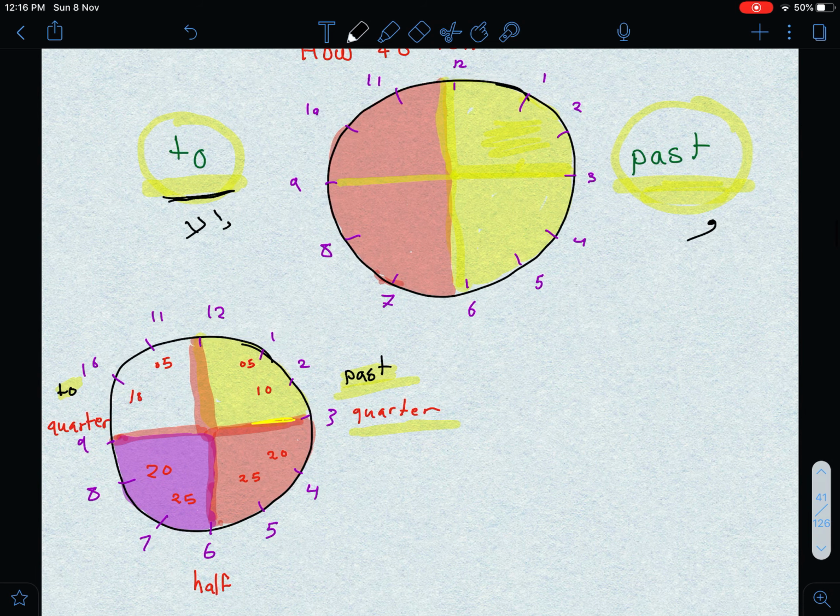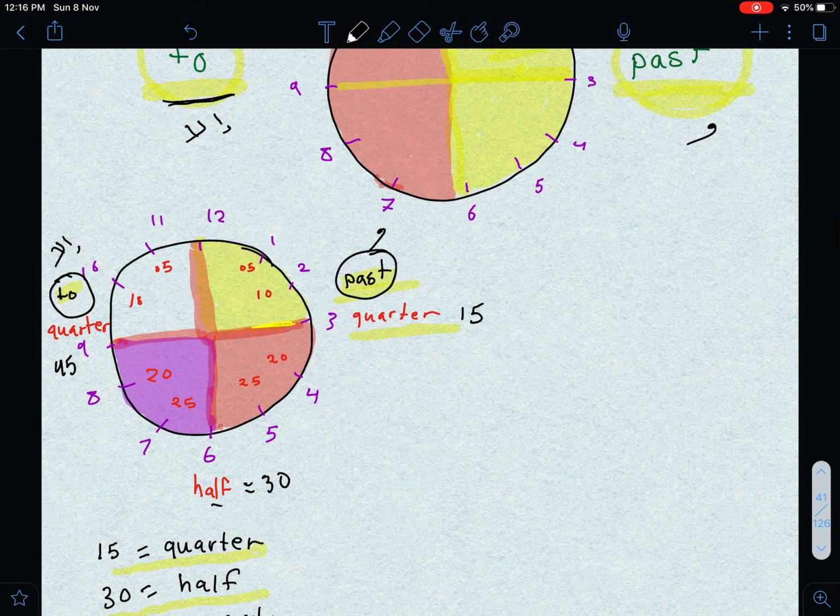Now let's take a look at the clock here. So this is 05, 10, and 15 is a quarter. 20, 25, and 30 is half. Then here we repeat the numbers: 25, 20. 45 is a quarter, and 10, and this is 05. If you notice the difference, these fall in the past part and these fall in the to part.